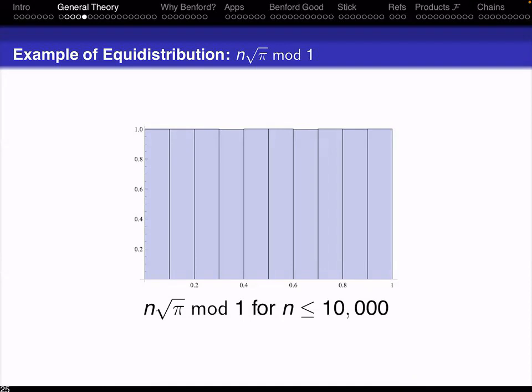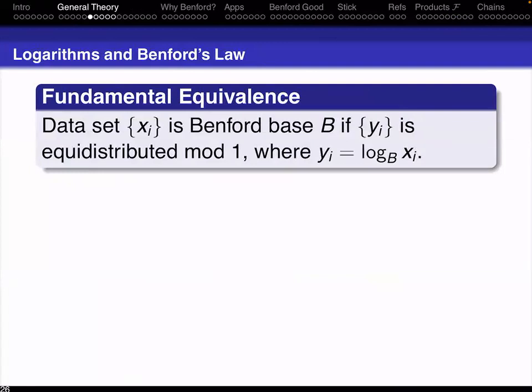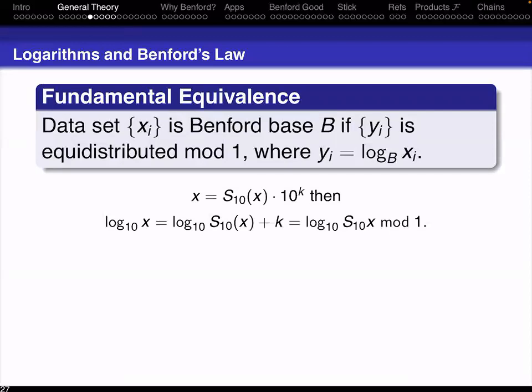Okay, why do we care about this? Well, the fundamental equivalence is if we want to prove a data set is Benford, then the original set x_i is Benford if and only if the logarithms base b mod 1 are equidistributed. So rather than looking at the original data set, it's enough to look at the logarithms mod 1. Why is this the case? Well, I write my number as a significand times 10 to the k. When I take the logarithm and look at it mod 1, the k vanishes and I just have the log of the significand.